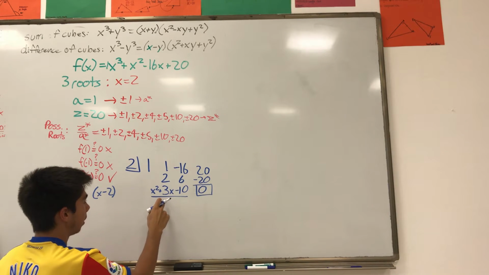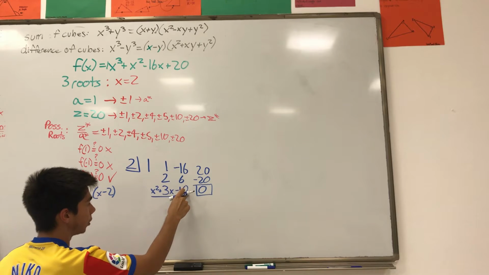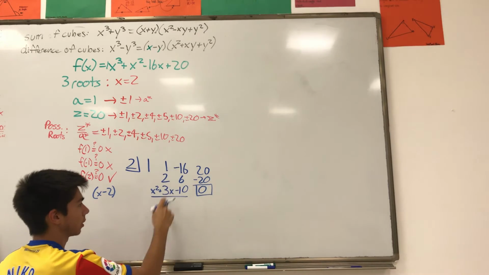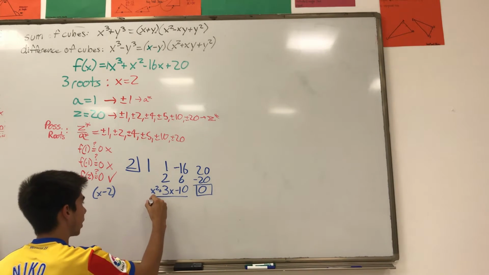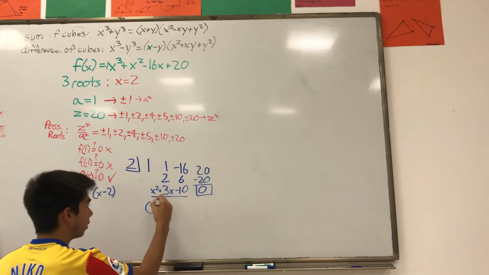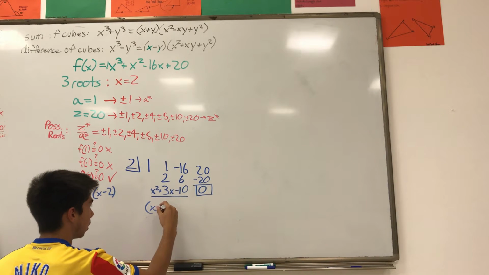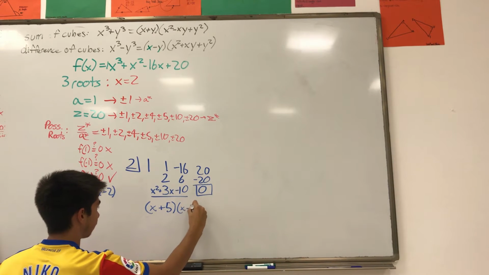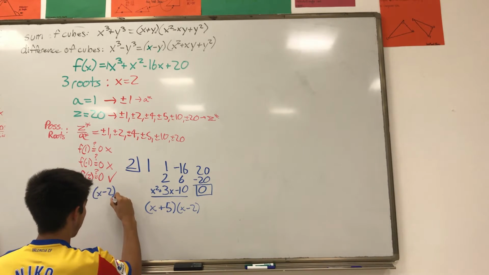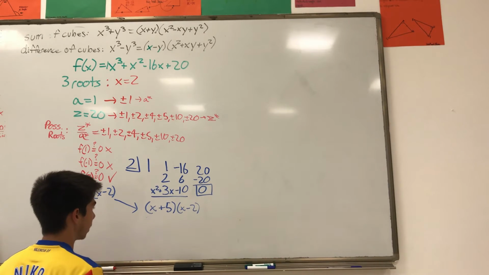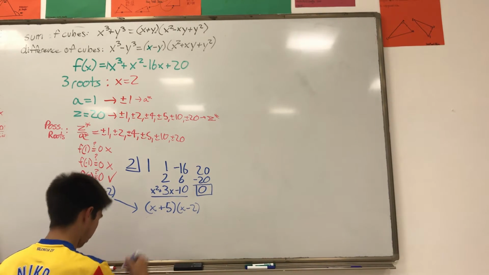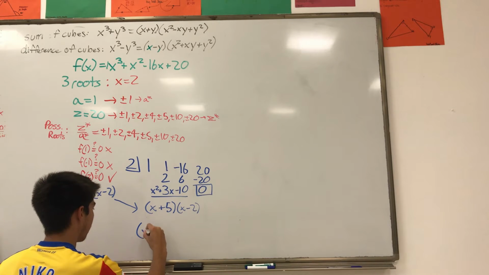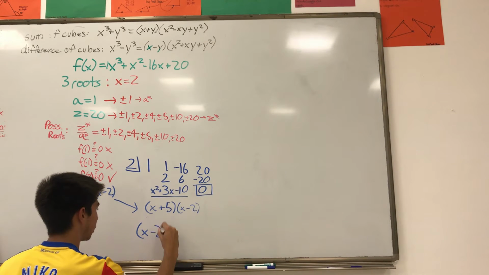I can see that 5 times negative 2 gives me negative 10. 5 plus negative 2 gives me 3. So I know that this expression factors into x plus 5 and x minus 2, okay? So now I know that if I did all these things together, I have x minus 2, so I'm going to write that again one more time. So my final factored form is x minus 2 times x plus 5.